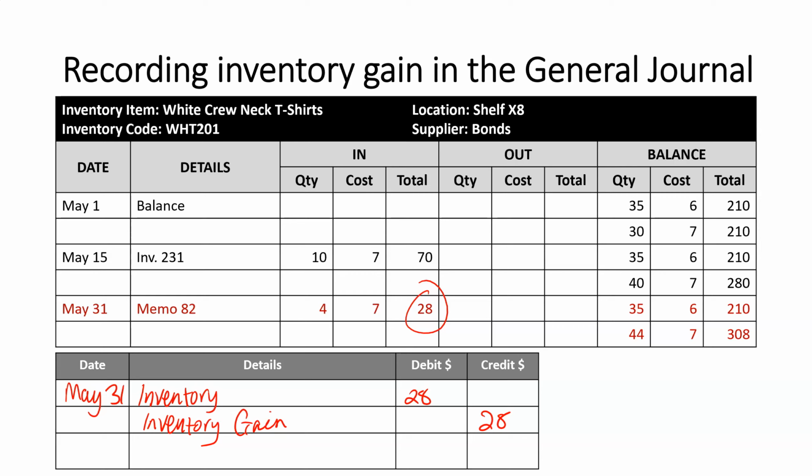Same as before for our narration, we're going to have something like inventory count revealed gain of 4 WHT201. I'm using the little code up here, and I'm going to put memo 82 in there. Okay, important that you identify the quantity, and you might identify the particular line if it's affecting one particular line or just in general.